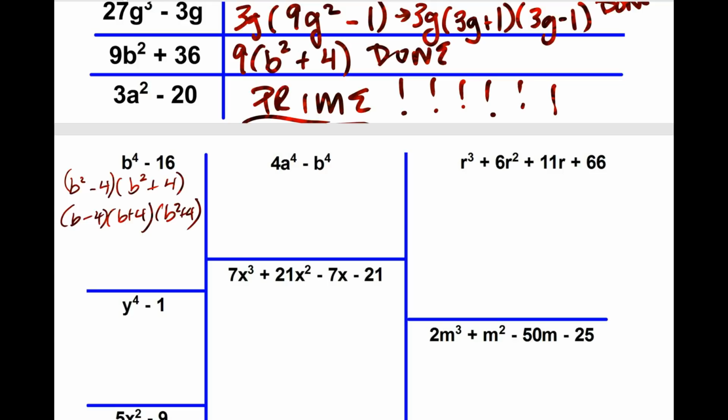Okay, so is this the difference of squares? No, y'all. No. You know why it's not? Because b had to be squared. We're D-O-N-E. All right. Let's keep it moving.